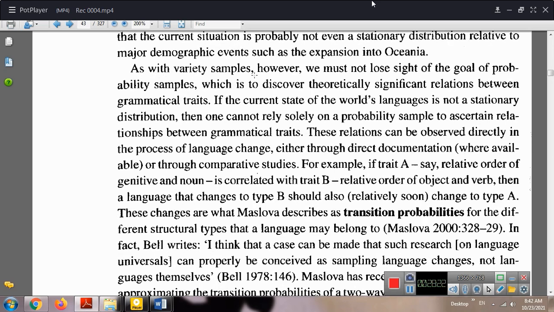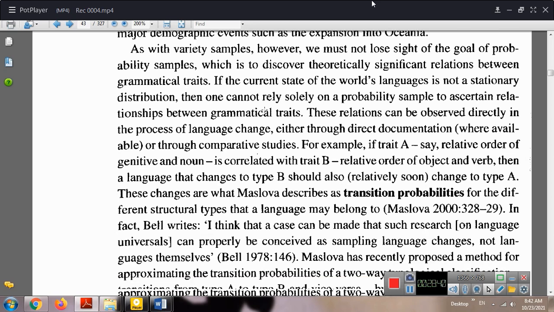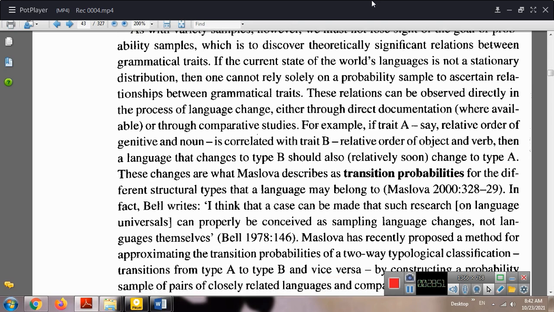As with variety samples, however, we must not lose sight of the goal of probability samples, which is to discover theoretically significant relations between grammatical traits. If the current state of the world's languages is not a stationary distribution, then one cannot rely solely on probability samples to ascertain relationships between grammatical traits.